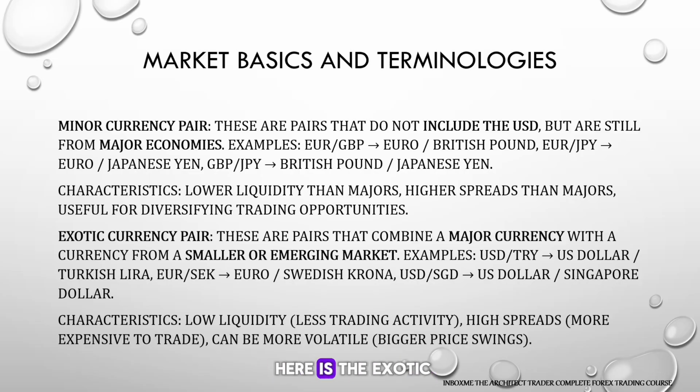Now, the third one here is the exotic currency pair. These are pairs that combine a major currency with a currency from a small or emerging market. A basic example you know is the US dollar to naira. The US dollar is a major currency. Now, a small and emerging market or economy is the Nigerian naira. So USD naira and USD Polish zloty.